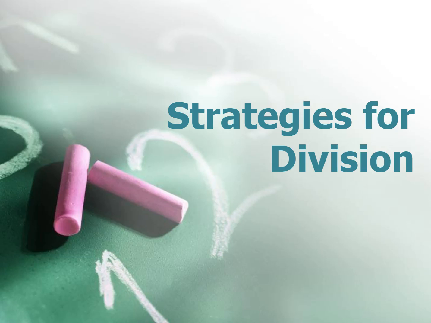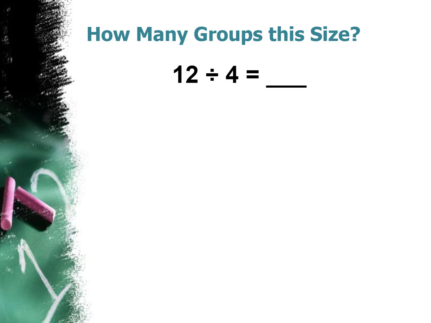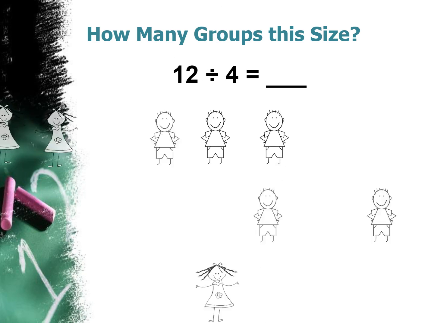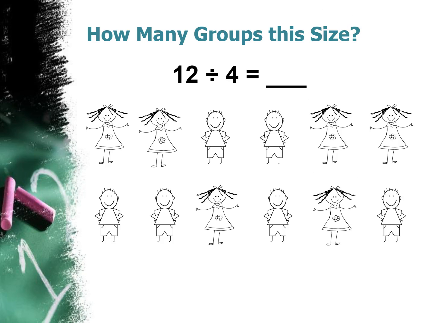Hello, we're going to be looking at a few different strategies for division today. We can think about division as finding how many groups that are a certain size. For example, when we see a problem like this, 12 divided by 4, we think of it like this. If I have 12 children and I'm making groups with 4 children, how many groups will there be?